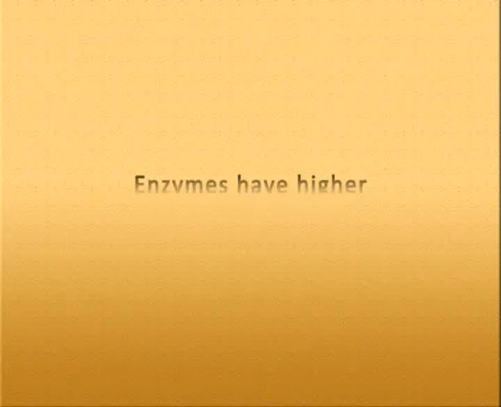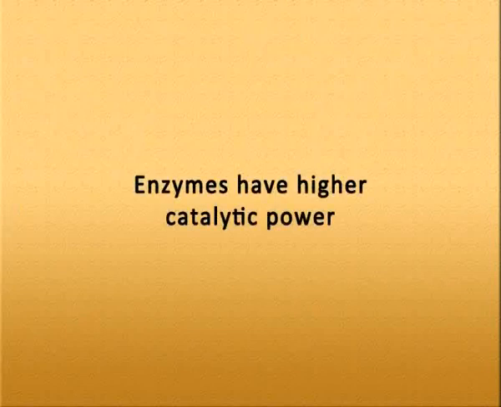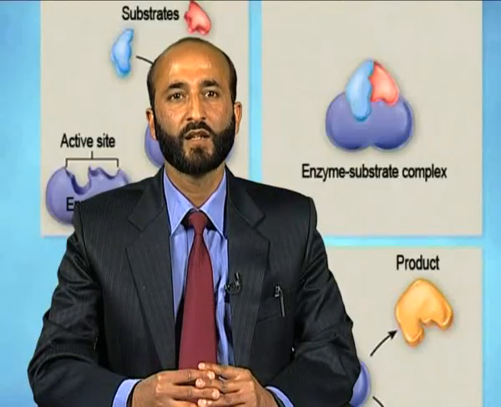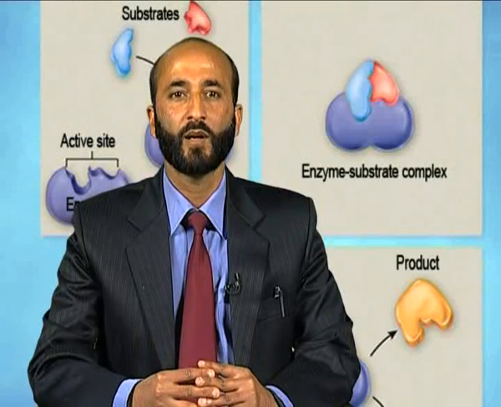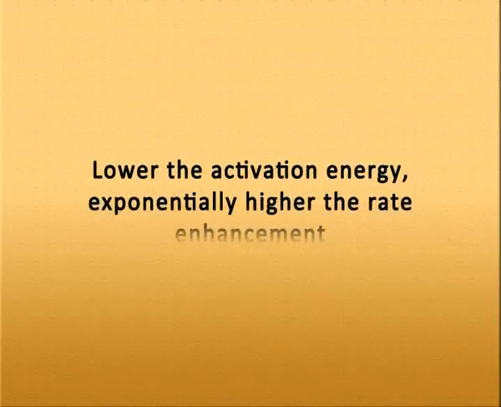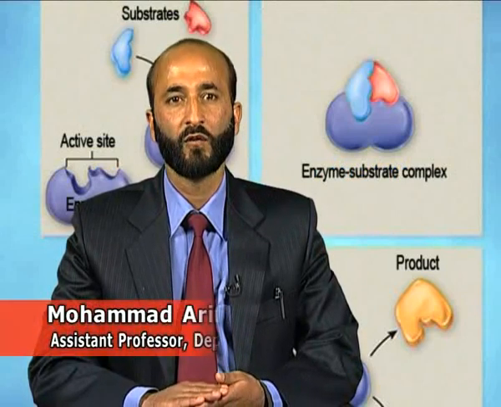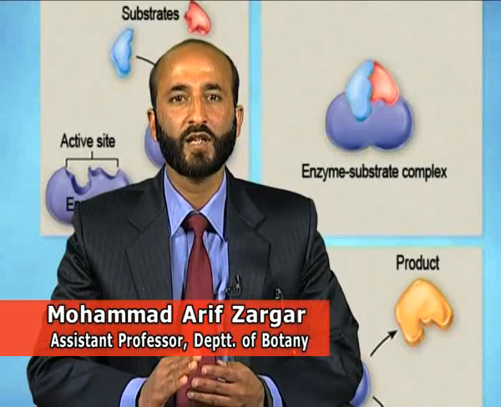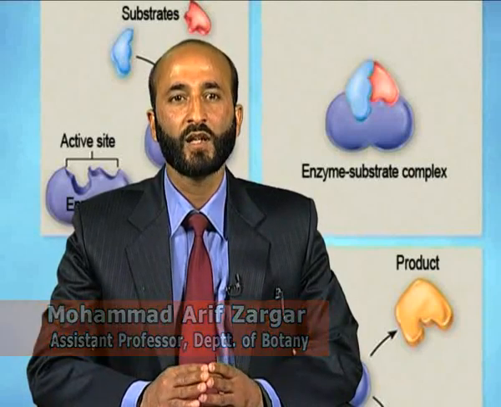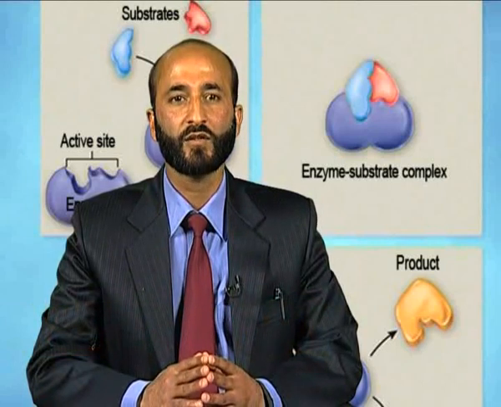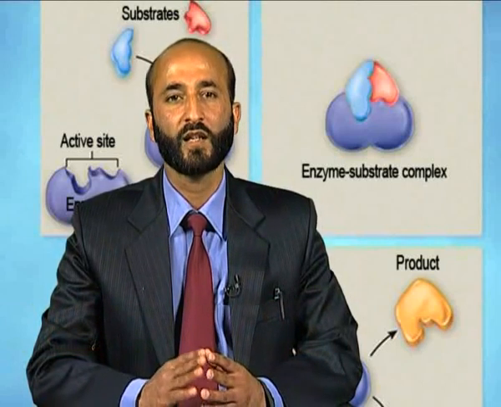Now, the conclusions. Finally, we can conclude that enzymes have higher catalytic power because of the formation of enzyme substrate complexes that facilitate the rapid formation of the transition state and thus help in lowering of activation energy. The lower the activation energy, the exponentially higher the rate enhancement. The lowering of activation energy occurs through various mechanisms involving non-covalent as well as transient covalent interactions, among which the binding energy is the major source of lowering of activation energy.